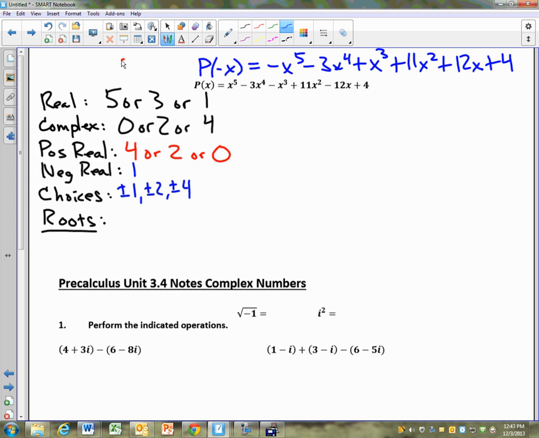Good choice. Does 1 work? Let's see, 1 minus 3 is negative 2, minus 1 is negative 3, plus 11 is 8, minus 12 is negative 4, plus 4 is 0. 1 worked. So what's my factor? X minus 1. What do I do now? Synthetic division. 1, negative 3, negative 1, 11, negative 12, and 4.